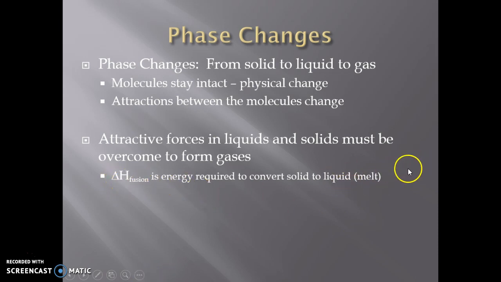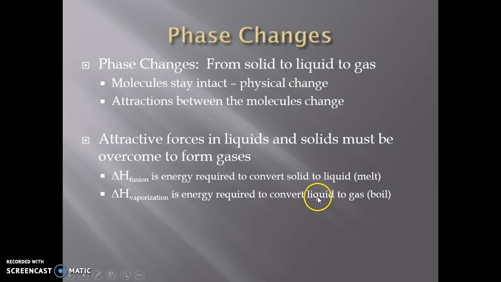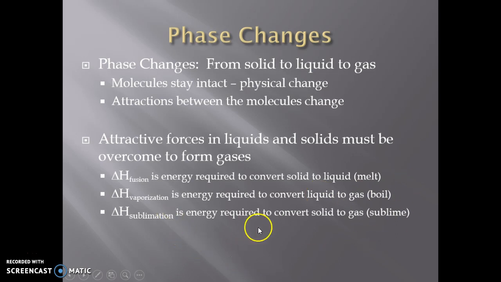The heat of fusion, hopefully you remember this. Heat of fusion, converting from a solid to a liquid. Heat of vaporization, converting from a liquid to a gas. Or heat of sublimation, where you go directly from solid to gas.